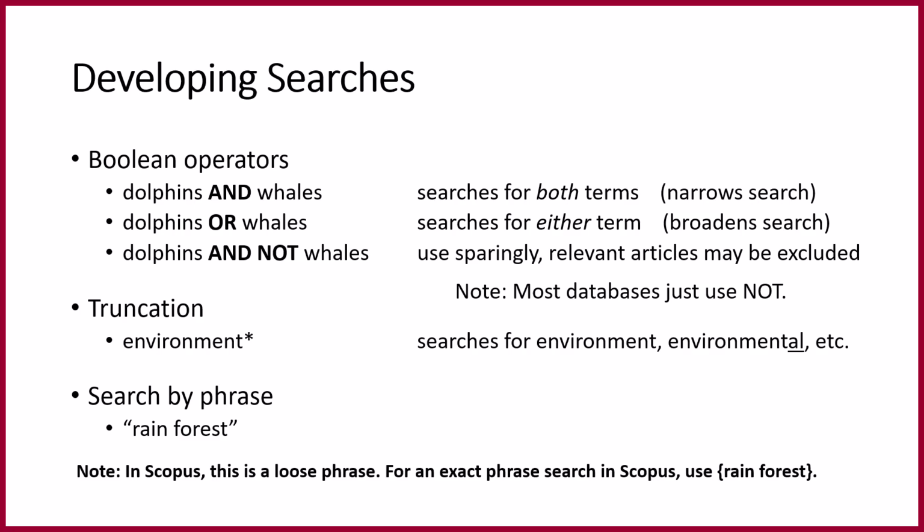Now, in Scopus, quotation marks will search the words as a loose phrase, and that allows you to use things like the truncation within the quotation marks. For an exact phrase search in Scopus, you would use the curly brackets. So this would find, for example here, rainforest, but you couldn't put the asterisk to find it like with or without the S.